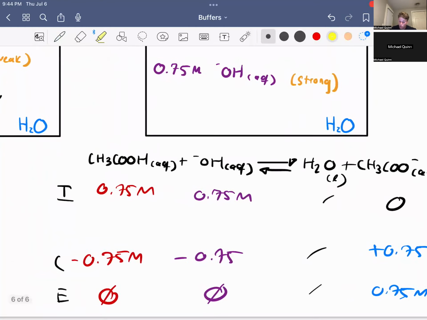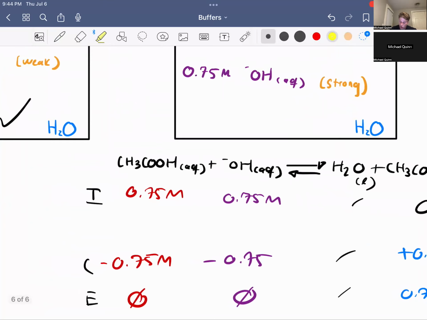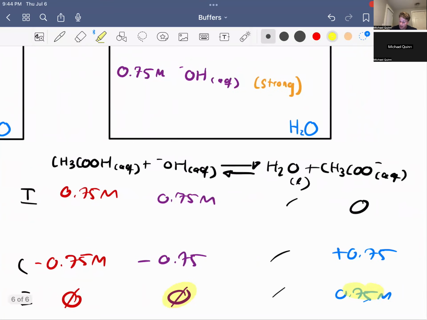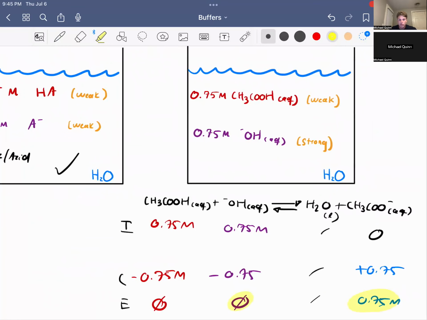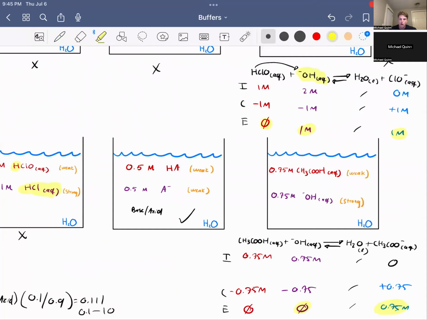Now, we essentially used up all of our acid. So even though we got rid of our strong species, we used up our weak acid. So in our leftover beaker, even though we created a conjugate, we do not have anything left of our original weak acid. So we cannot call this a buffer.